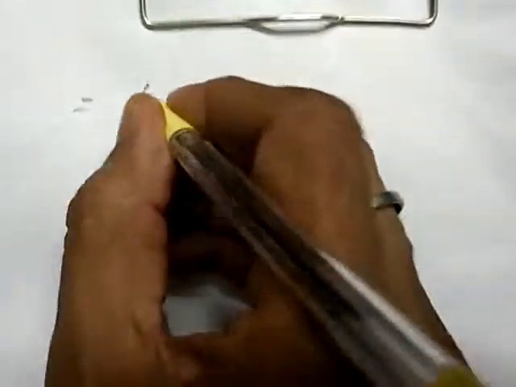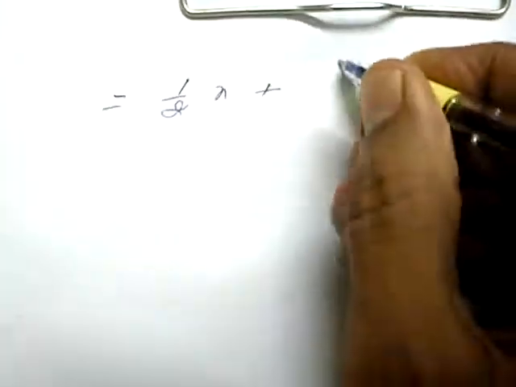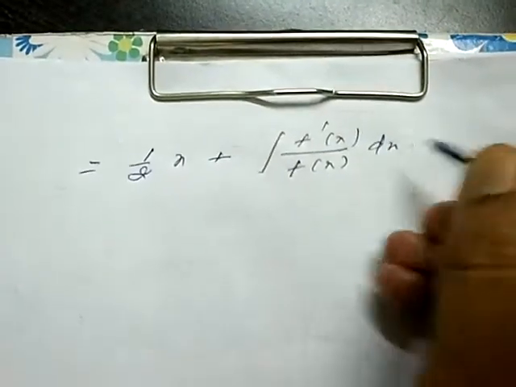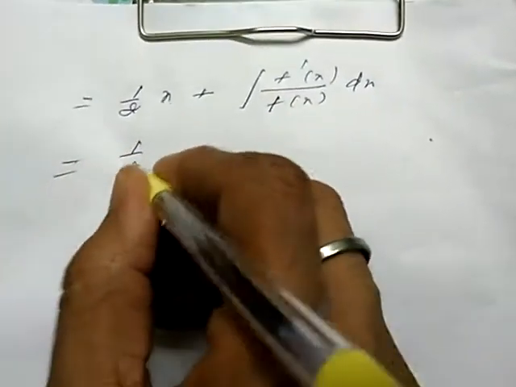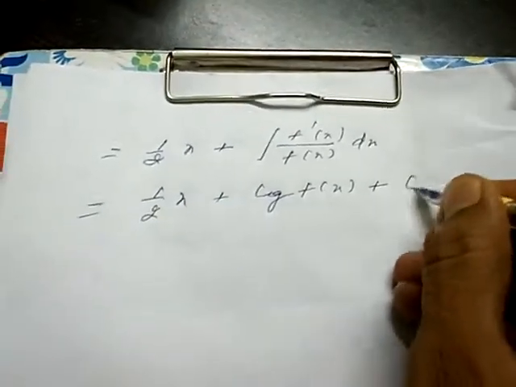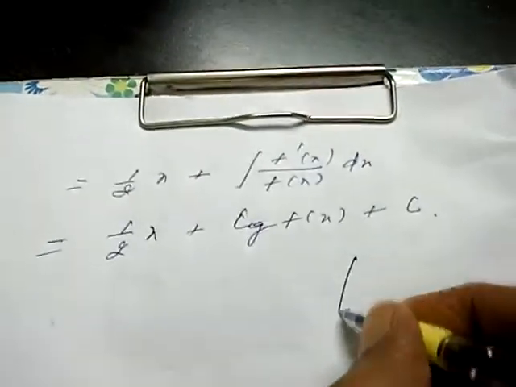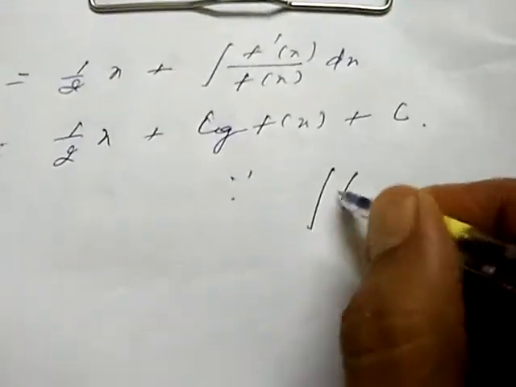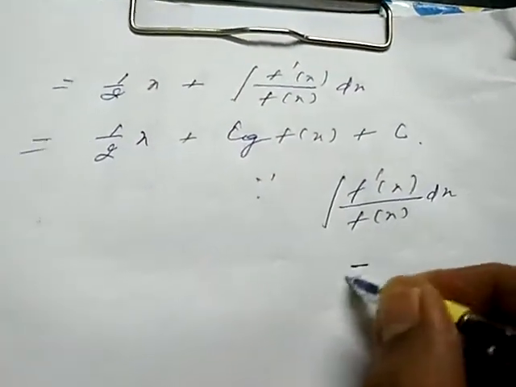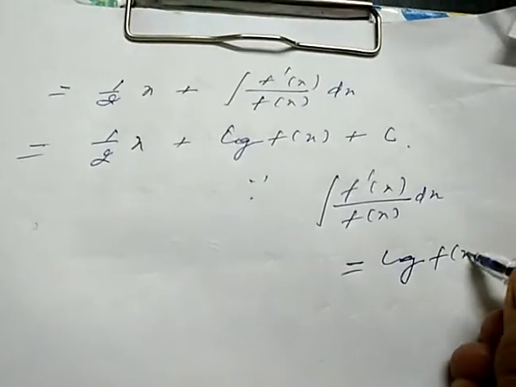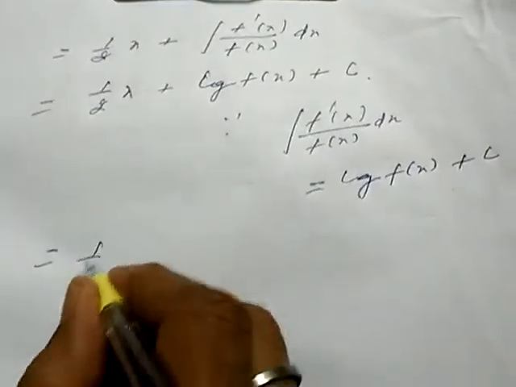So we got half of x plus f dash x upon f x, and there is a shortcut tip here. Whenever you have this, the result is half of x plus log f x plus c. For your knowledge and tips, you can write down that there is a result for f dash x upon f x. Whenever you have this situation in integral calculus, it will always be a log of f x, plus c.